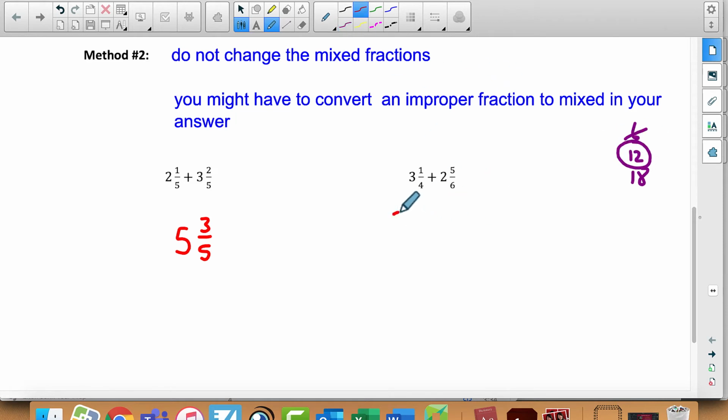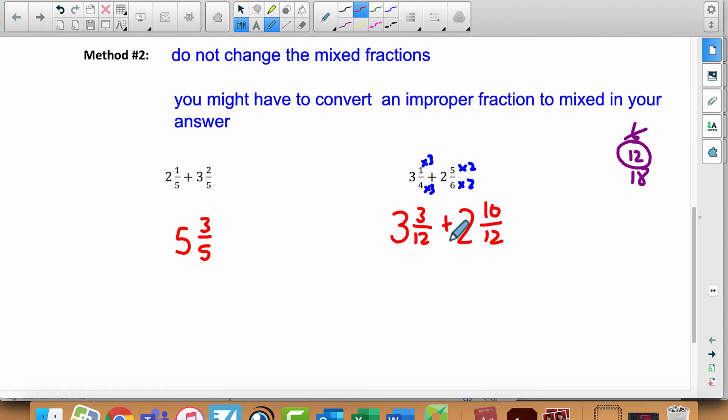So we're going to have 3, that doesn't change, and something over 12, plus 2, and something over 12. Now, what do you have to multiply the 4 by to get 12? 3. So do the same to the top. What do you multiply the 6 by to get 12? 2. Do the same to the top. So what are our new numerators? We have 1 times 3 here, so you get 3. And you have 5 times 2 here, so you get 10. Now we're good to go.